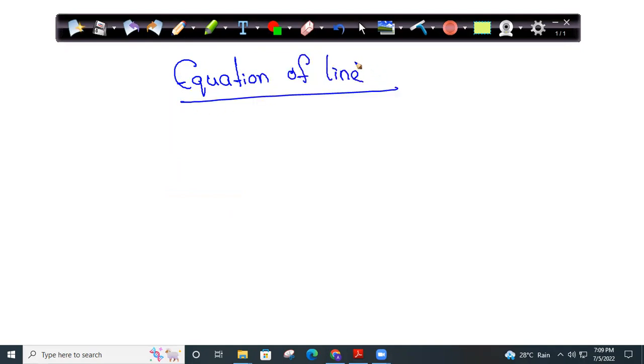So just everyone keep reading. The heading is equation of lines. Today's topic is equation of lines. Just equation of line only. In lines there are many concepts. I'll just focus only on this.